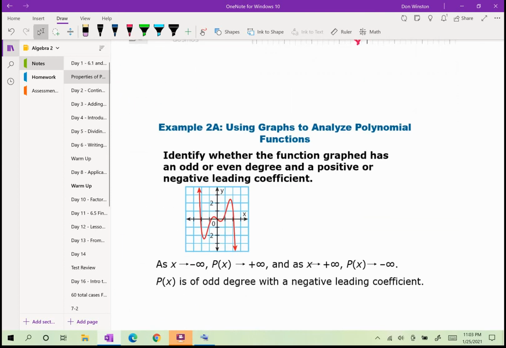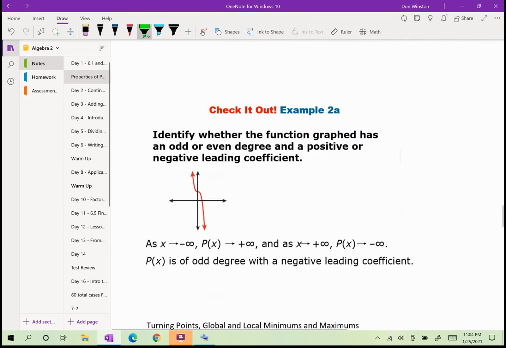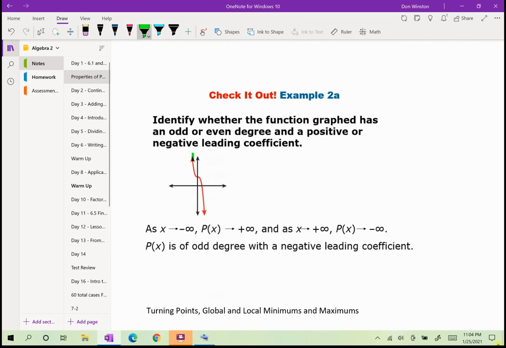Okay, so for example, that one there, notice that the ends are going in opposite directions. Has to be odd degree. Has to be odd. And the leading coefficient is negative. And how do I know that? Because it falls on the right and rises on the left. Odd degree. This one here, this too, is odd degree. And again, the leading coefficient is negative. It falls on the right and rises on the left.